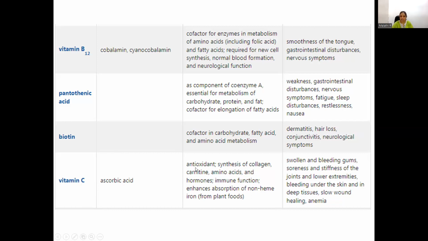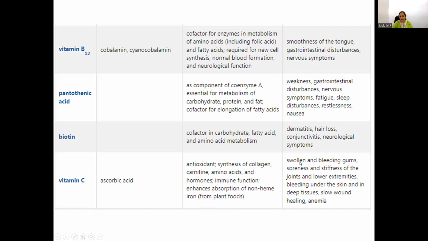Vitamin C's major function is that it acts as an antioxidant, and it is used for the synthesis of collagen, carnitine, amino acids, and hormones. It also confers immune function and enhances absorption of non-heme iron, especially from plant foods. These are all the major functions of vitamin C.